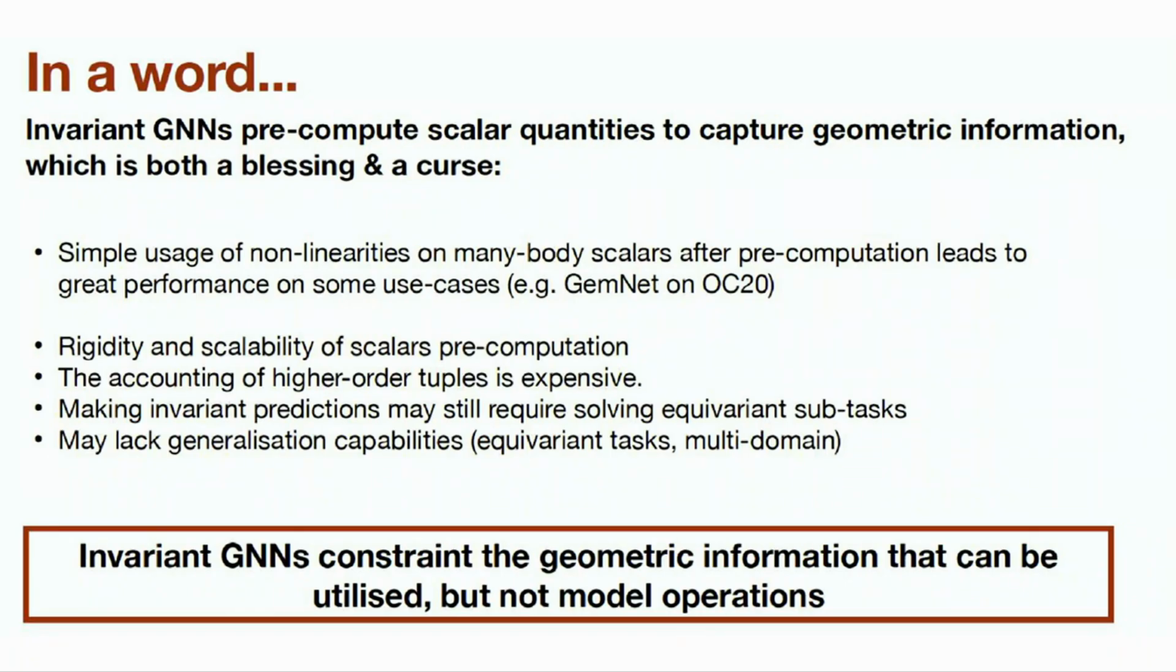And one apparent drawback is that it's not able to capture the equivariance. So just through this scalarization, we cannot guarantee we can make predictions of vectors that are equivariant to the input. So that's also a drawback of this kind of model.